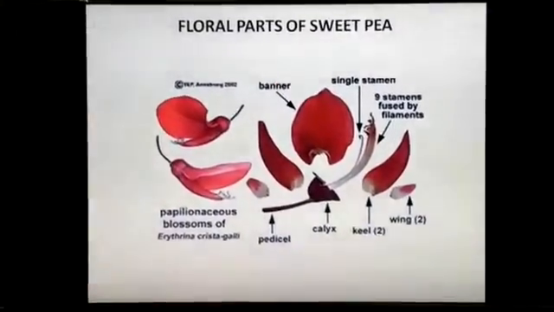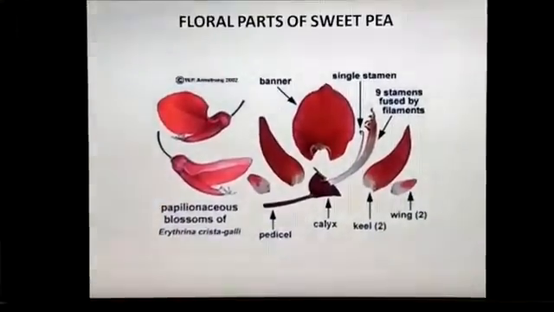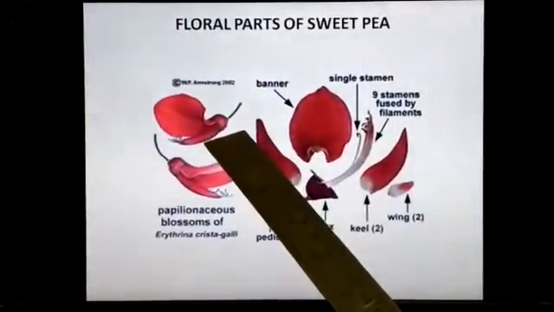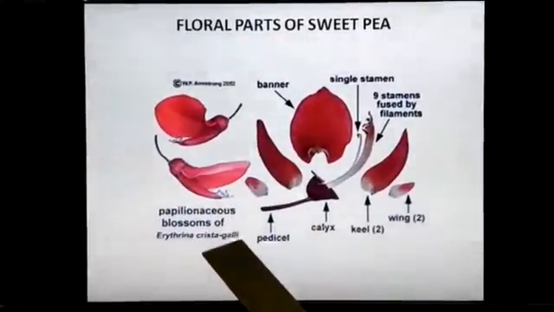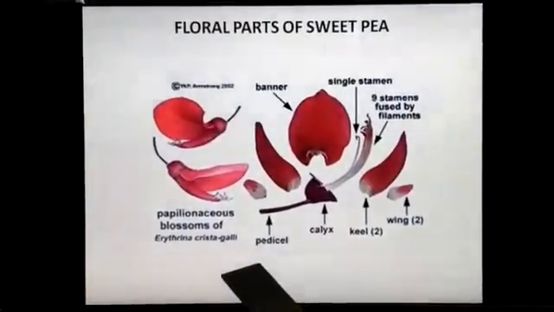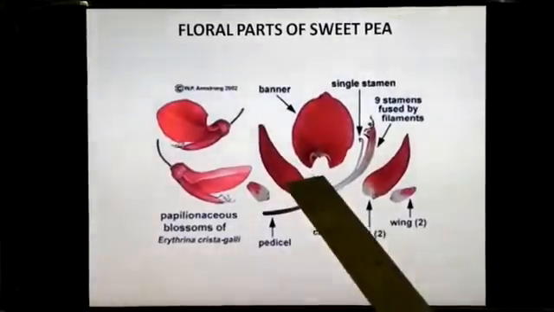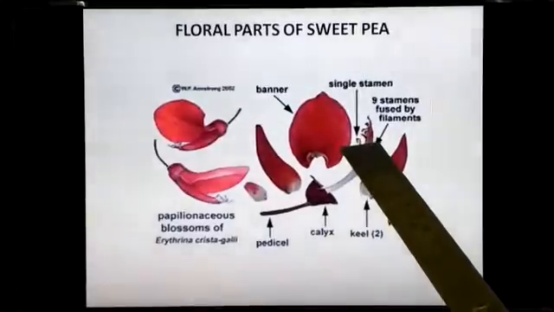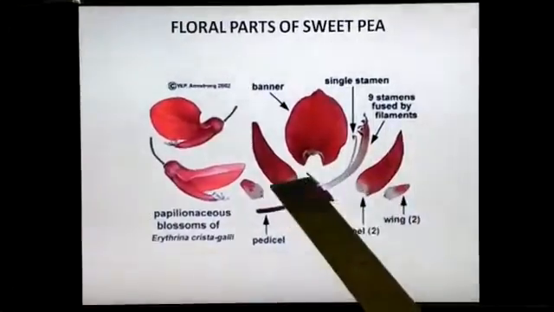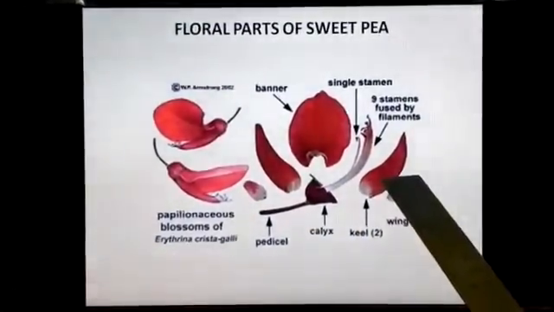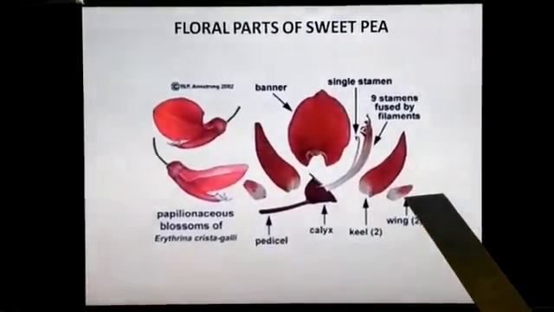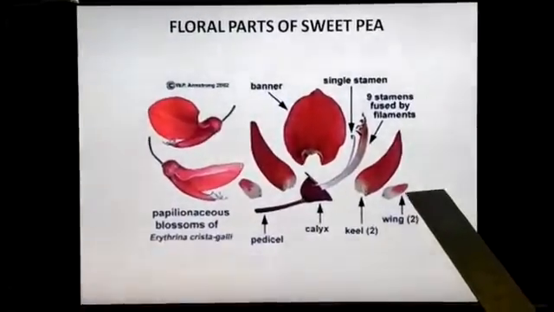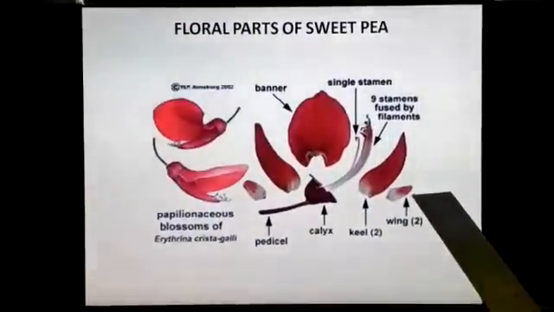Here we have the floral parts of sweet pea. The pea flower as a whole looks like this. Generally, a flower has the same kind of petals, but the pea flower has three different kinds of petals. The largest petal here is called the standard petal. The next kind of petals, which are two in number, are called keel, and the smallest ones are called wing petals. They are two in number. So altogether, there are five petals in sweet pea.